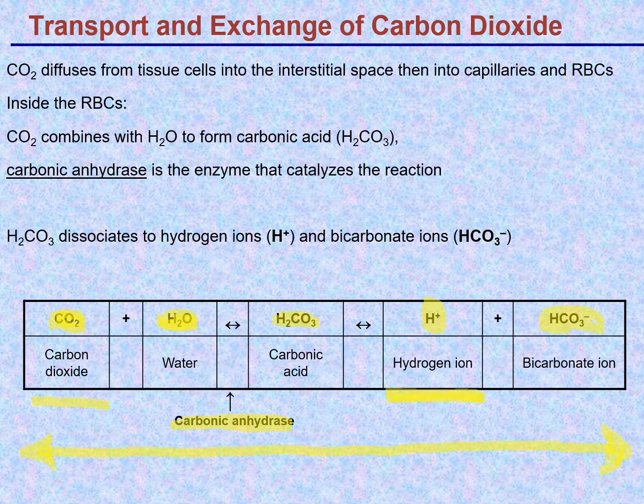Carbon dioxide and water go to form carbonic acid as a result of the action of the enzyme carbonic anhydrase, and then it dissociates into hydrogen ions and bicarbonate ions. And notice the arrows are all going in both directions because the reaction is reversible.